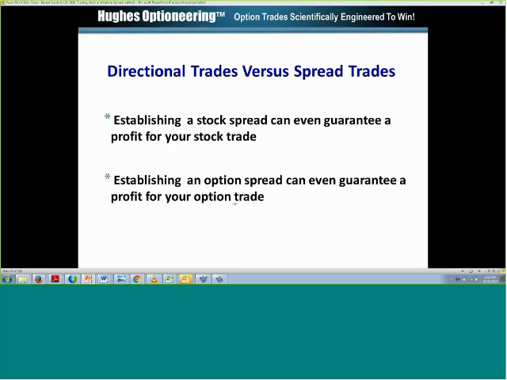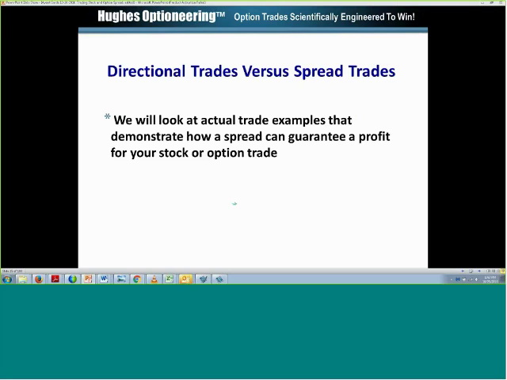Okay, so we'll look at actual trade examples that demonstrate how a spread can guarantee a profit for your stock or option trade. We actually trade these spreads. I can show you examples of trades that we took, both stock and option trades, that were guaranteed to have a profit on the trade no matter what happens to the underlying stock.